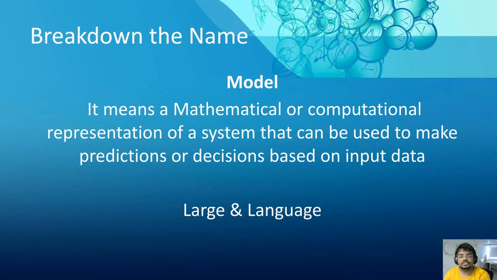So let's first break down what the name means. Let's get to what a model is. As you can see, it's a mathematical or computational representation of a system that can be used to make predictions or decisions based on input data. You could have found this anywhere by Googling. Let's try to understand what this means in a simplified way.